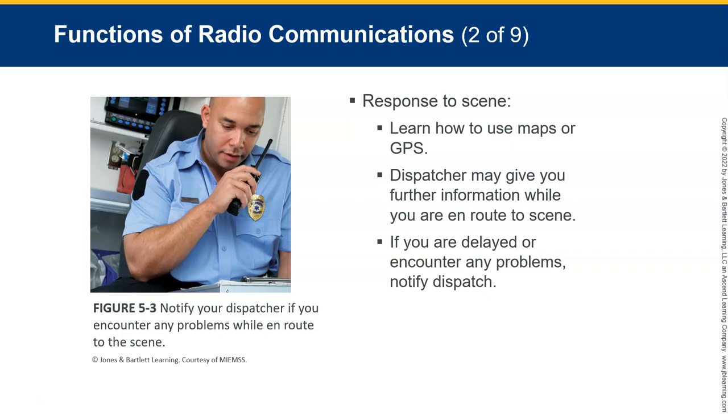So the dispatcher may give you further information about the location of the call or the condition of the patient while you're en route. They may say the patient stopped breathing, or there's a subsequent car crash in the middle of the highway, and they may give you some ongoing details. Now, if you're unexpectedly delayed or encounter any problems en route, let dispatch know. Make sure they know that you've been delayed by a train. Don't go in front of the train. I've seen that happen. That could end really bad, but let them know that that's what's going on.